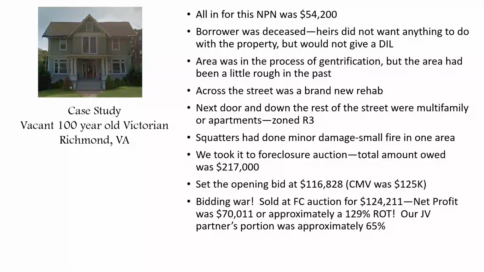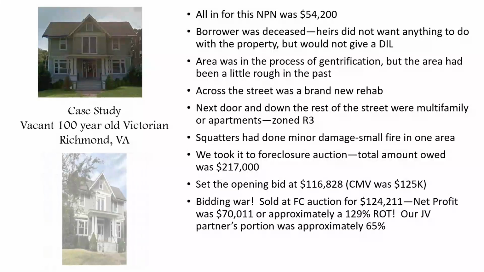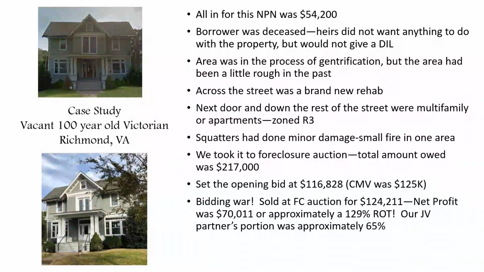Our net profit was $70,000, or approximately 129% return on transaction. I call it return on transaction because ROI implies 12 months. This did not take 12 months. This took less. This was in Virginia. It's a non-judicial foreclosure state. So I think this note probably took us eight months, give or take. All right, so 129%. Our JV partner at that time realized a 65% profit as well.